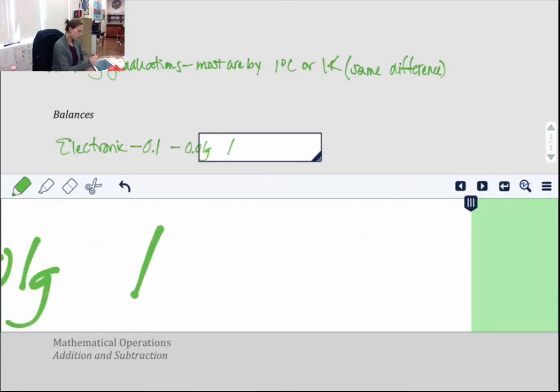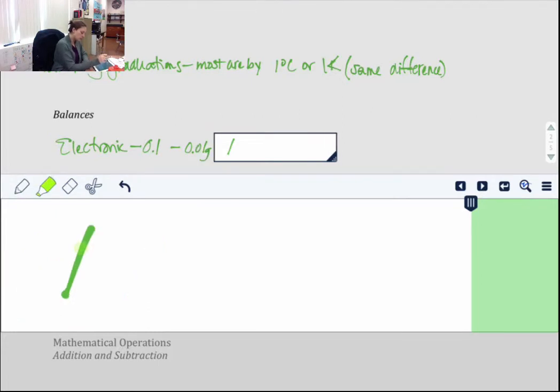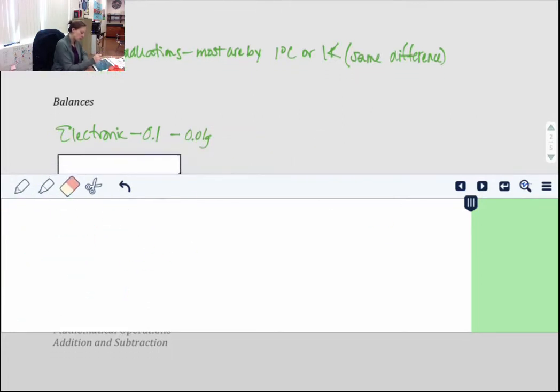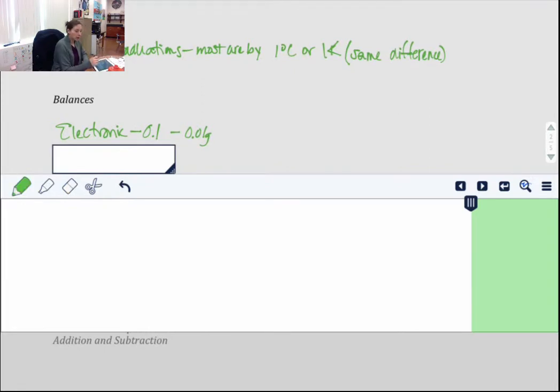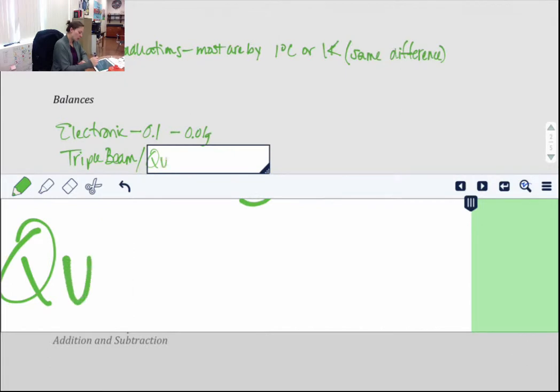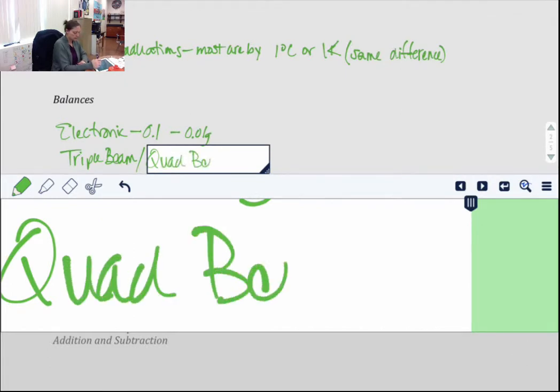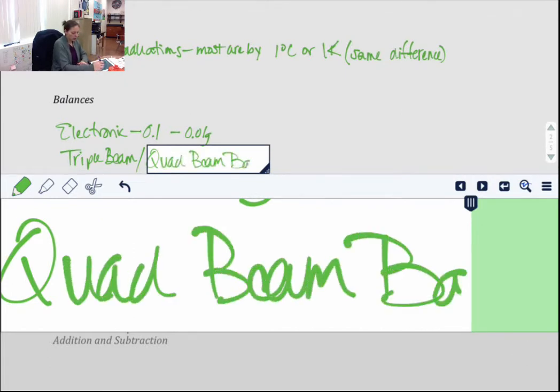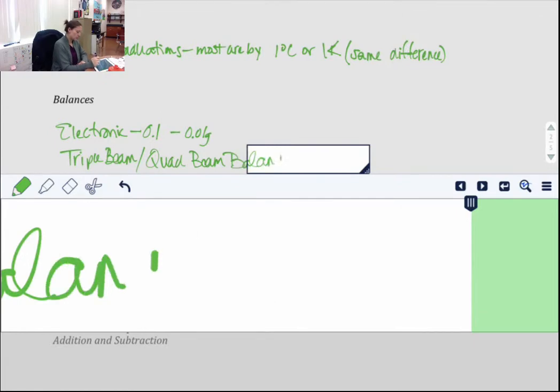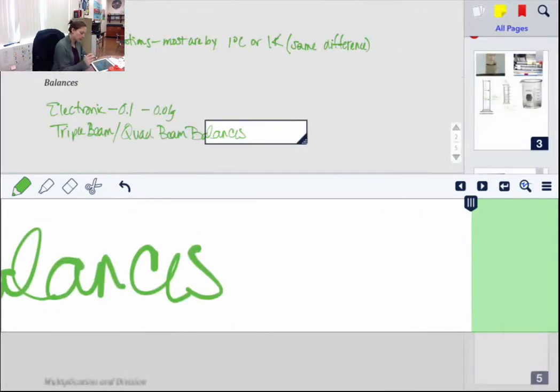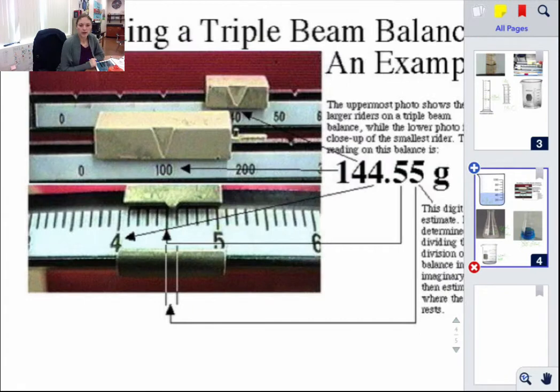All right. The other type of balance, though, is a triple beam balance, and I'll show you how to read those ones. Or a quadruple beam balance, depending on which one you have. We actually have the quad beam balances. These are the ones you have to do by hand. I'll show you a couple of examples on how you read these. So we're going to start off with reading a triple beam balance.